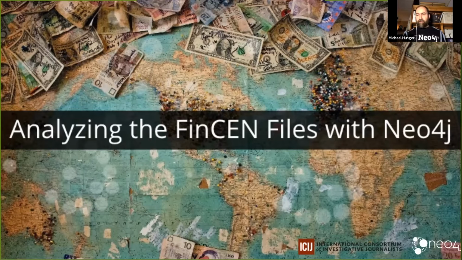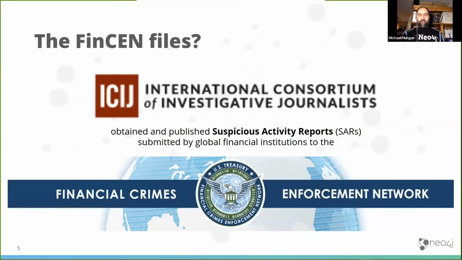And actually I have a really cool data set. It's the FinCEN files from the ICIJ, an international consortium of investigative journalists. They got access to a leak of the FinCEN authority, which is part of the US Treasury, where banks need to report their suspicious activities. They got access to a certain part of that and published some of the data.